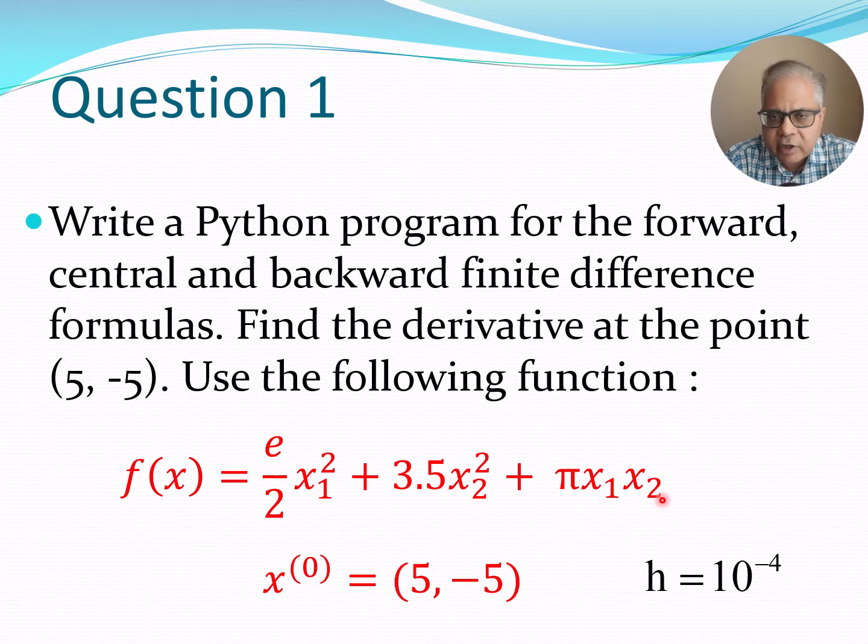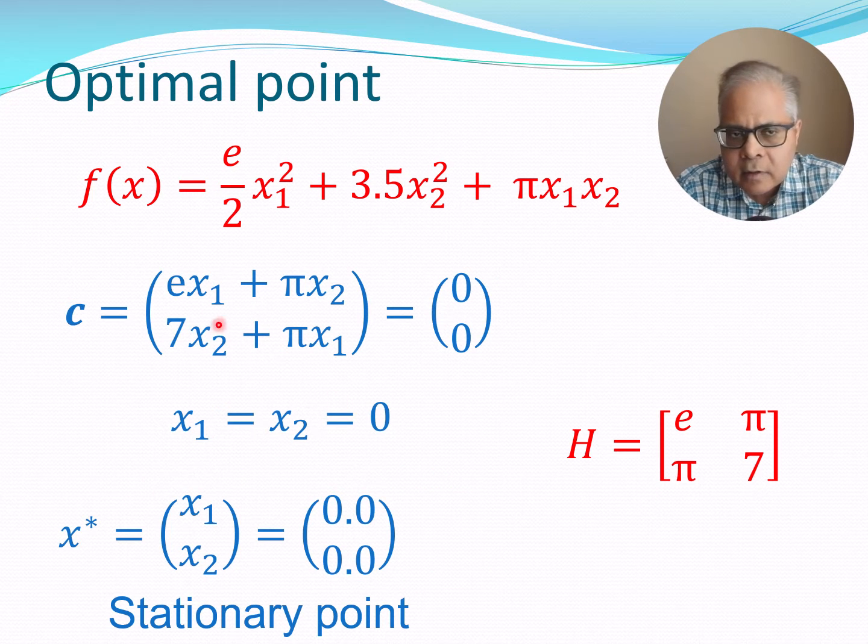Anyway, this is a quadratic. Let's look at this function carefully. If we take this function and we take the gradient vector and set it to 0, we immediately see that the stationary point is given by 0, 0 here. So if we solve these two equations, we are going to get x1 equal to x2 equal to 0.